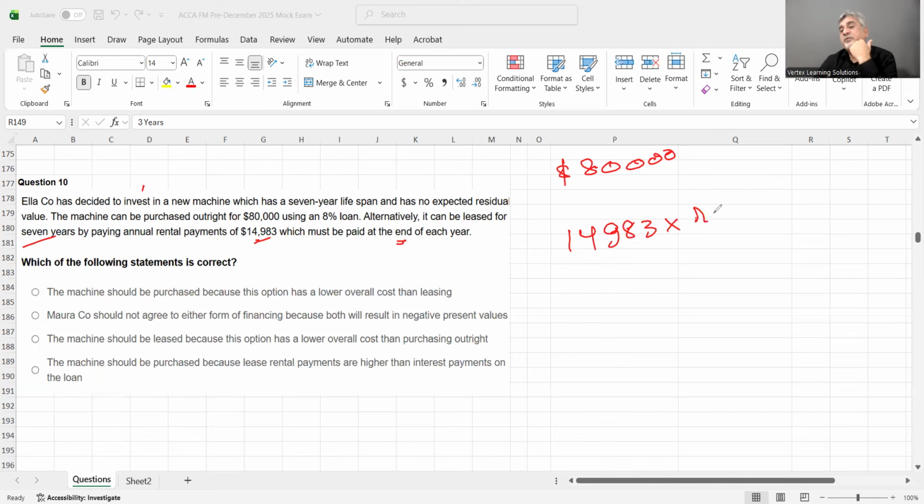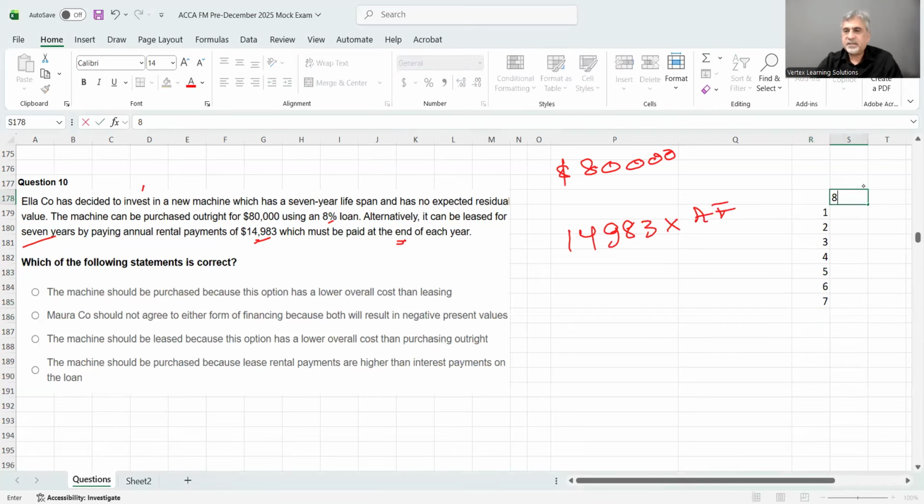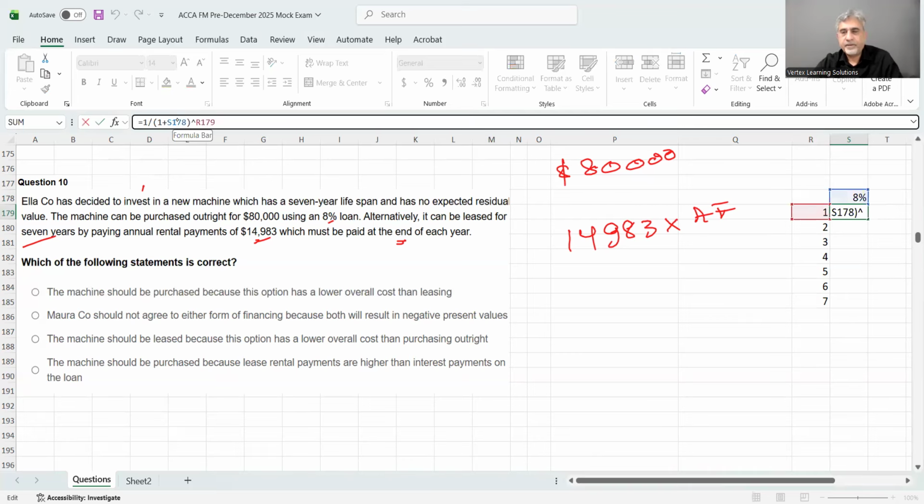Okay. So the 7-year annuity factor I need to find out at 8%. Now, if you have your tables, you can find it in your table. I don't have the table with me at the moment. What I can do is create one very quickly. This is 8%, right? Is equal to 1 divided by 1 plus 8% to the power 1. And I will lock this cell here.